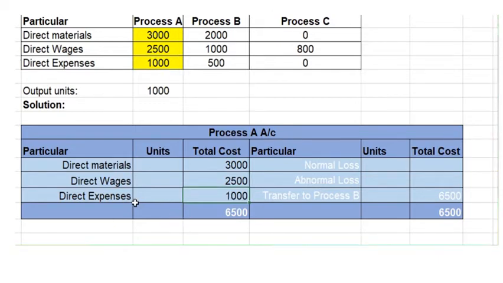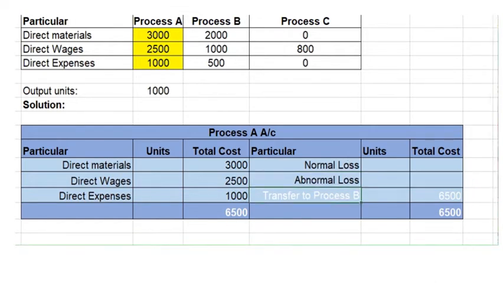We do not have normal losses, abnormal losses, abnormal gain, no opening work in progress, no closing work in progress. So those things are omitted here now. If it is there, we have to add the opening work in progress and abnormal gain in the left hand side. Since those values are not there, I'm not putting them. Next on the right hand side, yes, normal losses. So there is no normal loss. So blank, abnormal loss, blank.